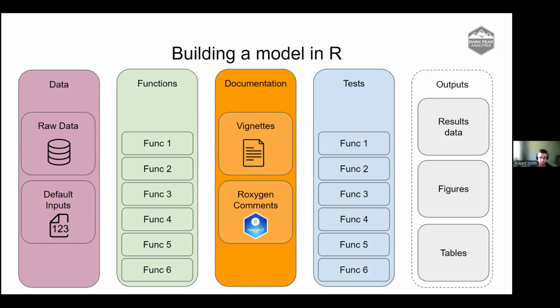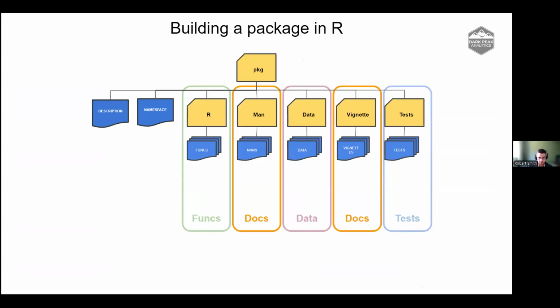People building R models in this structure, which tends to be the most common structure for a model, my argument is that you may as well just build your own R package, because once you have all this stuff, you basically have the structure of a package anyway. So this is the package structure. The functions are contained in the R folder, documentation is contained in the man folder, and data is contained in the data folder. You can have vignettes, which include documentation, and unit tests in the test folder.